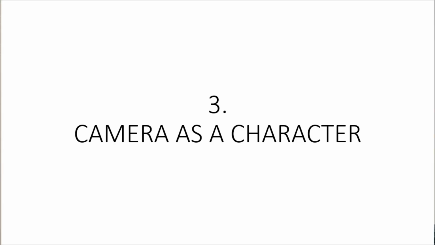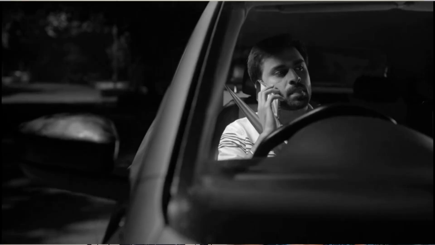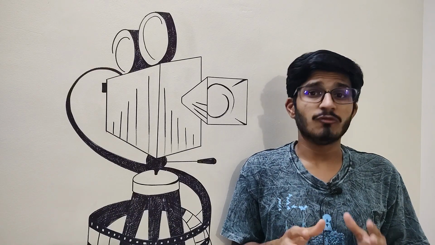Point number 3, camera as a character. Camera is the eye of the audience when the scene is shot. Oftentimes, the director wants the audience to actually be a part of the scene rather than just be a third person spectator. In achieving this, the camera angles play a very important role, and in Kota Factory Season 2, this device is used in an apt fashion.